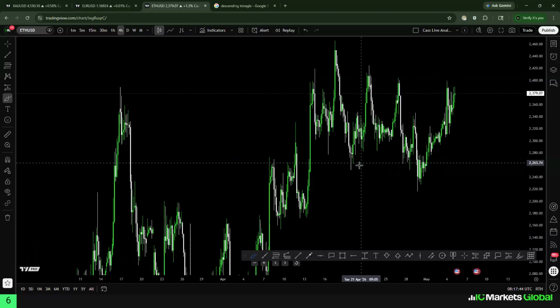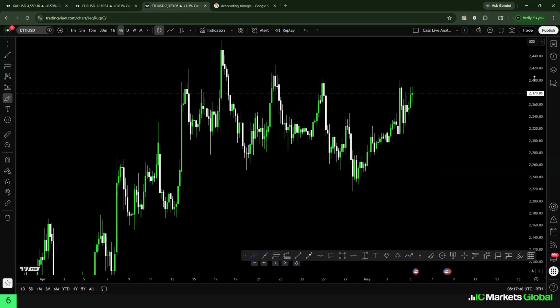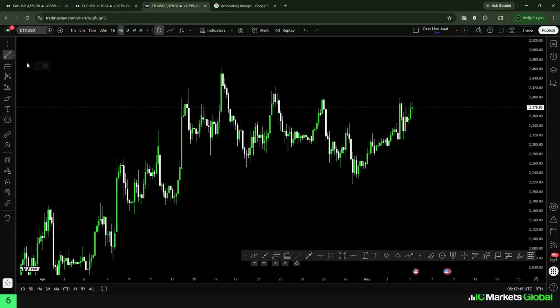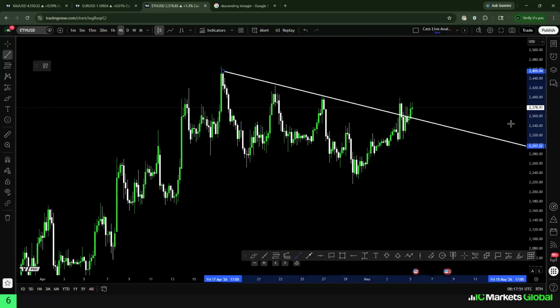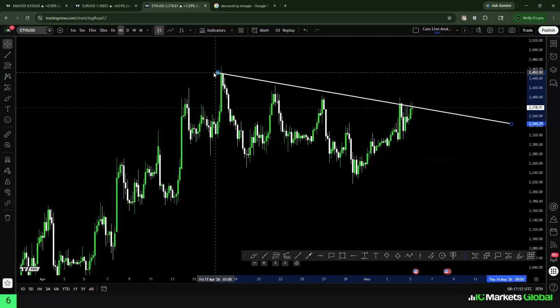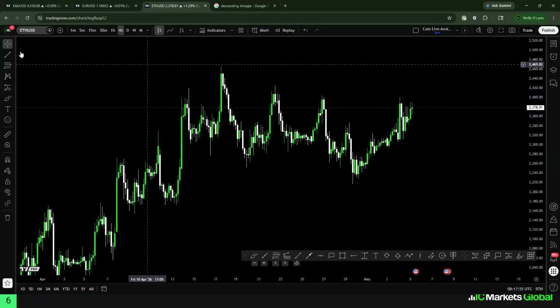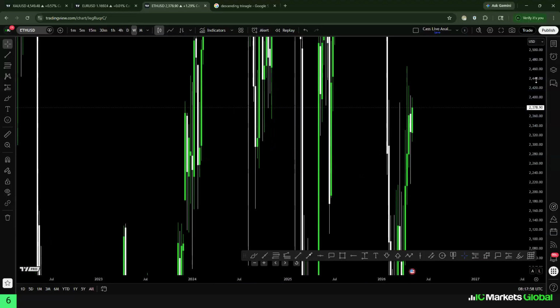Okay, so next. ETH is also kind of doing a descending triangle kind of thing. Is it doing a descending triangle? No, it's actually doing a very nice channel. Okay, let's start with the weekly.